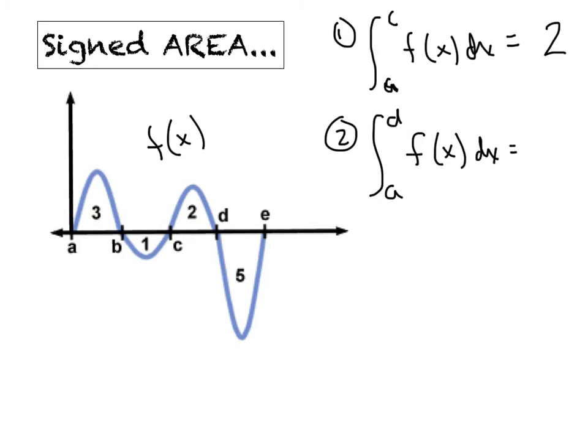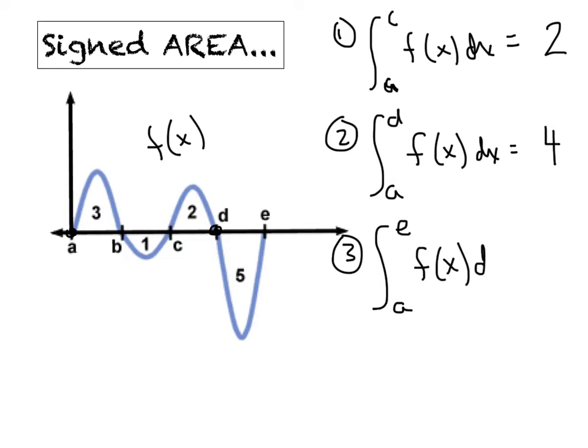So what would be your answer to that one? We're starting at A, we go all the way to D. I've got a +3 plus a -1 plus a +2 for a net area of 4 units. What if I wanted to go from A all the way to E? How much area have you accumulated?